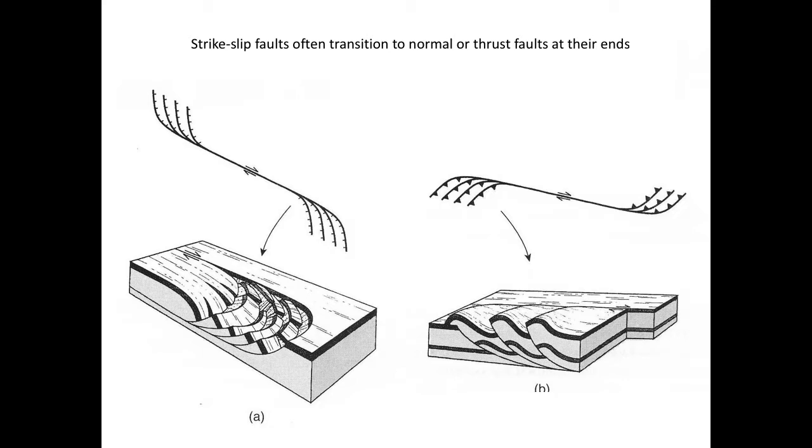So take a moment to remember, or to just kind of draw these out, this strike slip fault with a curve, and see if you can be clear about whether it will be a thrust fault area or a normal fault area, depending on how it's curving.